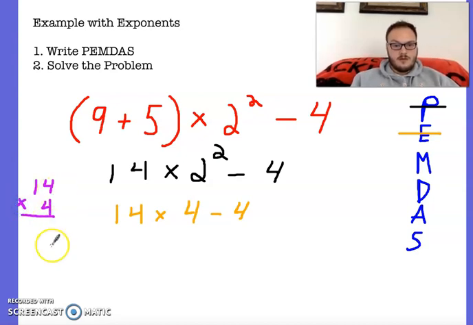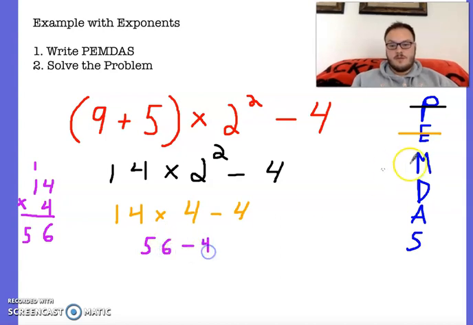4 times 4 is 16. Regroup my 1. 4 times 1 is 4, plus 1 is 5. So I have 56 now, minus 4. I've done my multiplication. Don't have any division. So next is just addition and subtraction. I do have subtraction. So 56 minus 4.